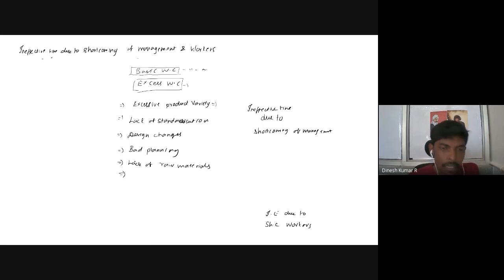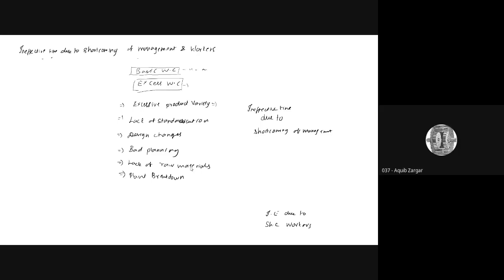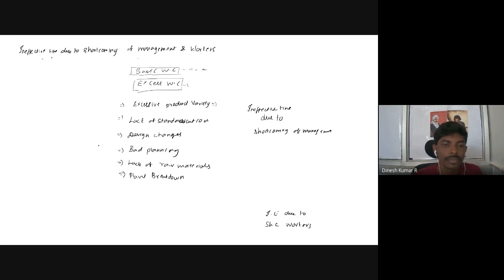Then comes plant breakdown. What is this plant breakdown? Failure of plant. Of course, if there is going to be sudden failure of plant without warning, and we may not know how long it will take to rectify things, that will come under your ineffective time. And plant in bad condition. What is the difference between plant breakdown and plant in bad condition?